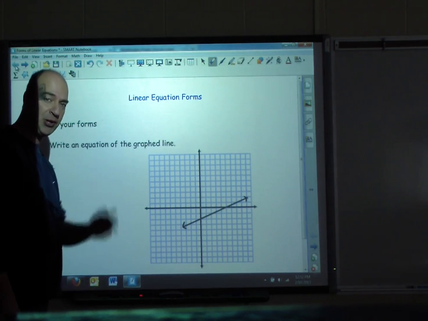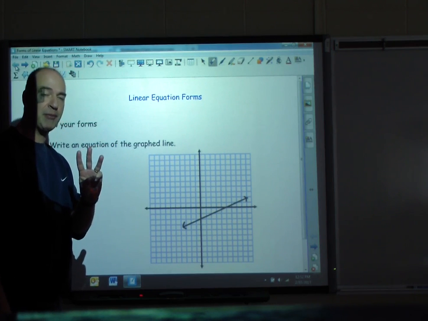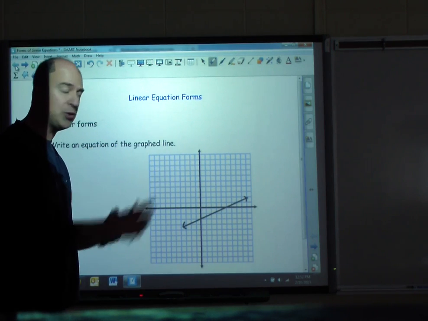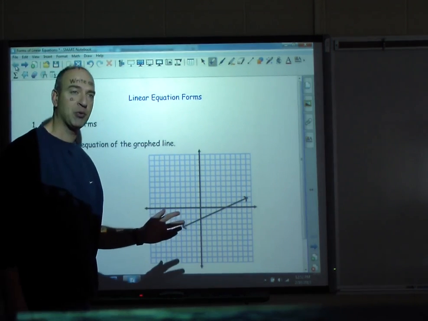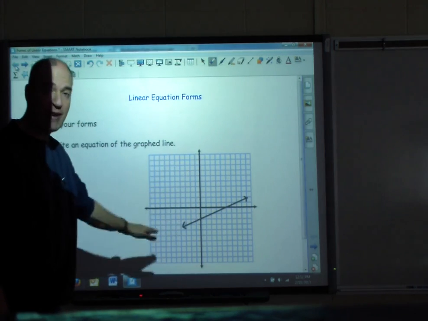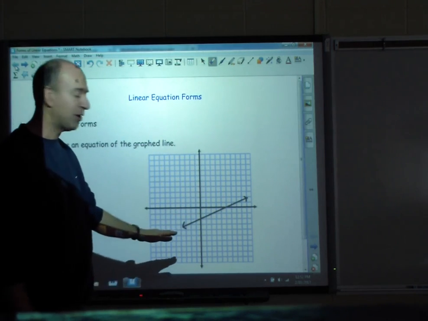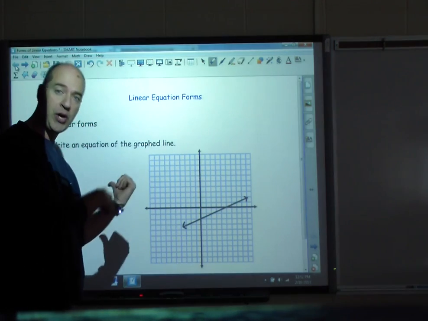There are three major linear equation forms that you are going to run into when you look at the state exam, or how a linear equation can look to you. I'm going to review those. Probably the thing that's different about this lesson is we're going to write linear equations based off the graph of the line. That's why they're called linear equations. They form a line. Now how can I take that information and actually make an equation out of it?